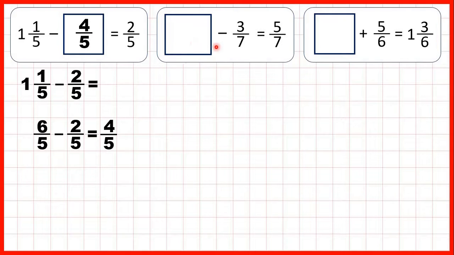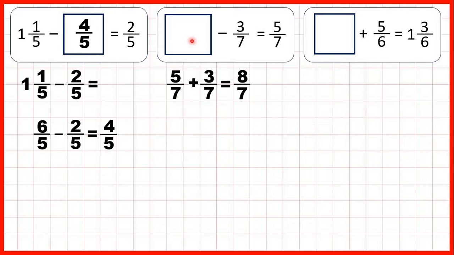Now something minus 3/7 equals 5/7. So this time it's the first number or the minuend of our subtraction that's missing. So remember, subtraction problems can be read backwards as addition problems. So to find our missing fraction, we need to add 5/7 and 3/7. When we're adding fractions, we keep the denominator the same, and 5 plus 3 is 8. So as an improper fraction, our answer is 8/7.